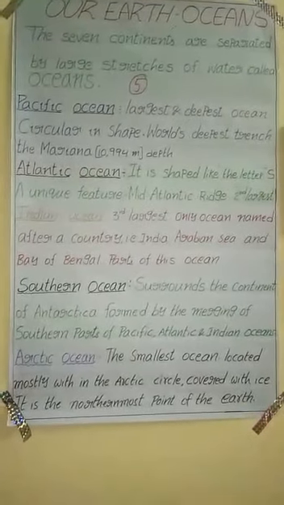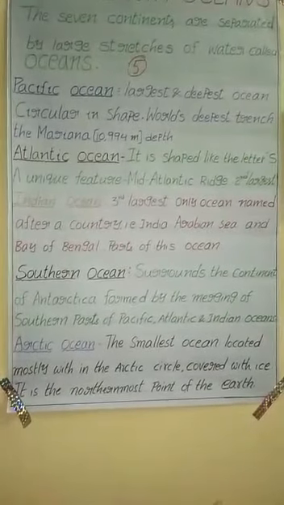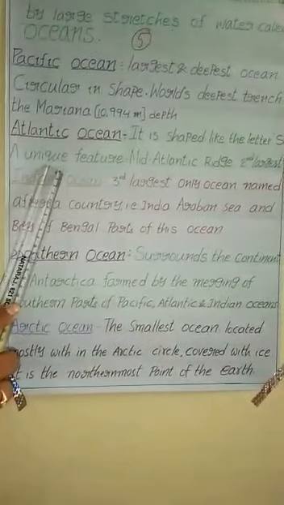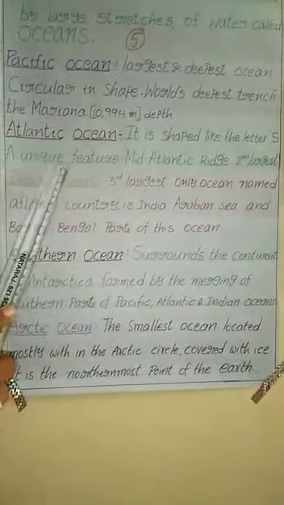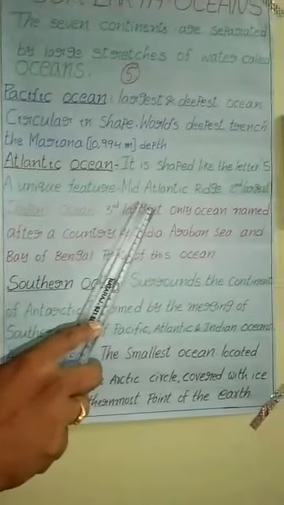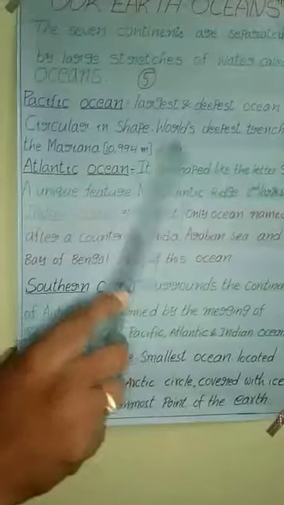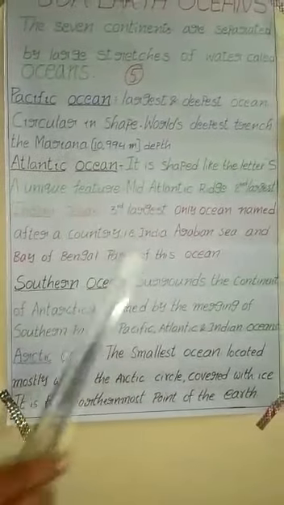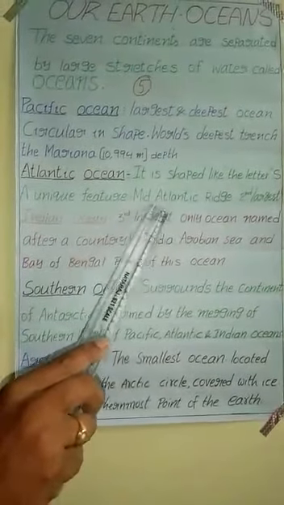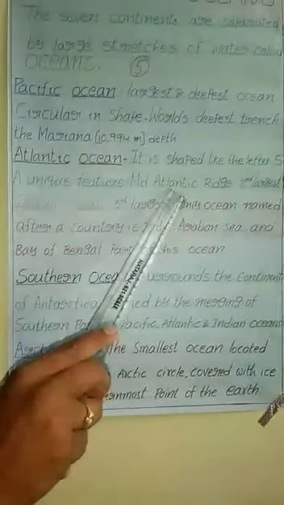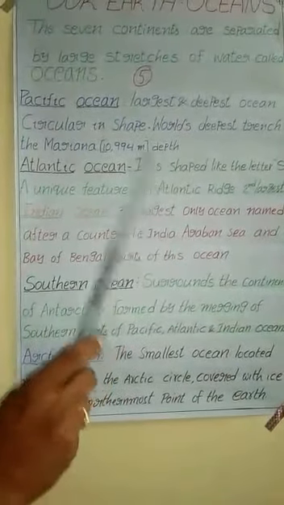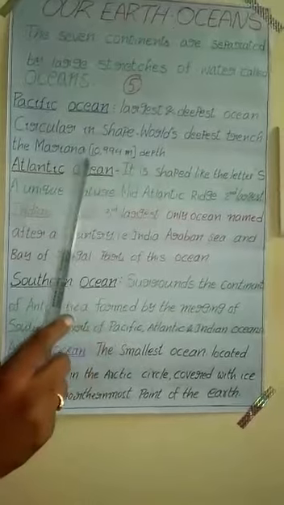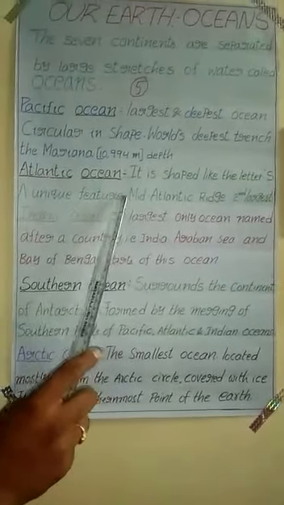Atlantic Ocean separates North and South America from Europe and Africa. And a unique feature of this ocean is the Mid-Atlantic Ridge. One more important point about the Atlantic Ocean is the Mid-Atlantic Ridge. It is a submerged mountain range which has several high peaks that form islands in the ocean. It is a submerged mountain range, Mid-Atlantic Ridge. It is located in the Atlantic Ocean. So these are the important points about Atlantic Ocean.